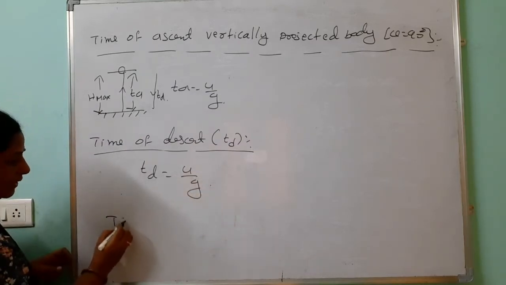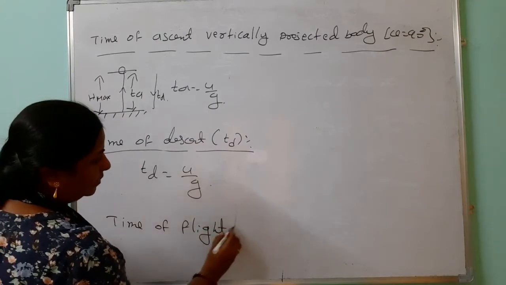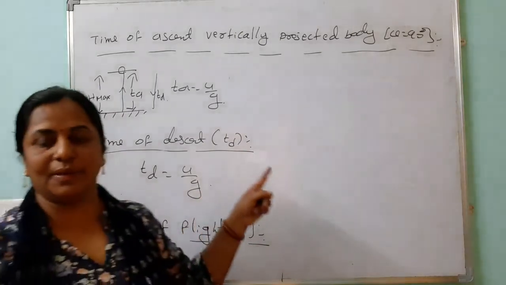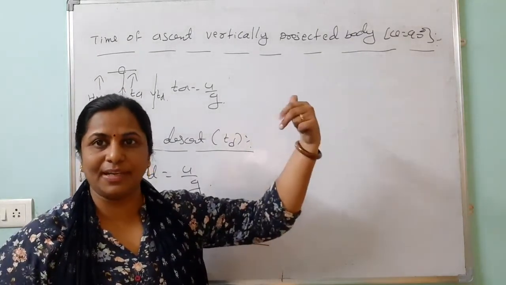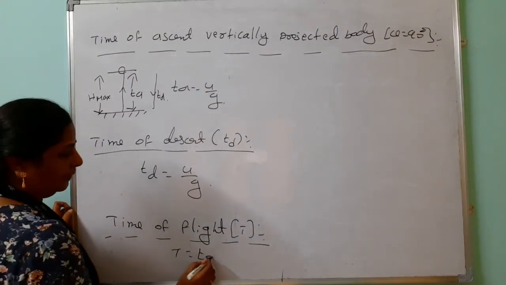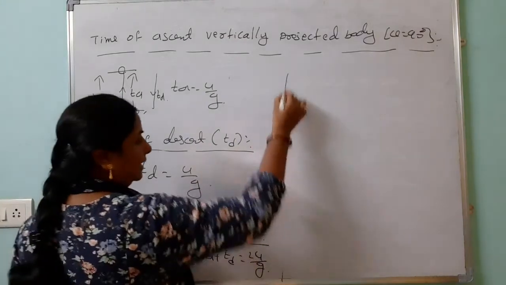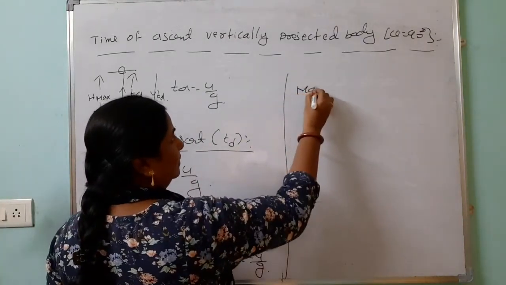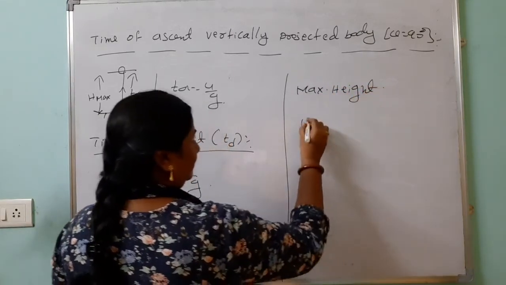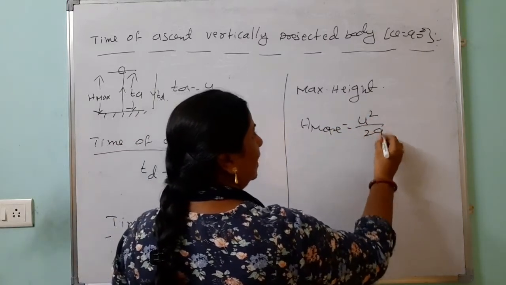Then time of flight. Time of flight is mostly represented by capital T. Total time taken by the body to stay in air, meaning while going up and while coming down. Nothing but time of ascent plus time of descent, which is 2u by g. Like that, maximum height. All these belong to 8th class only. H maximum equals u square by 2g.